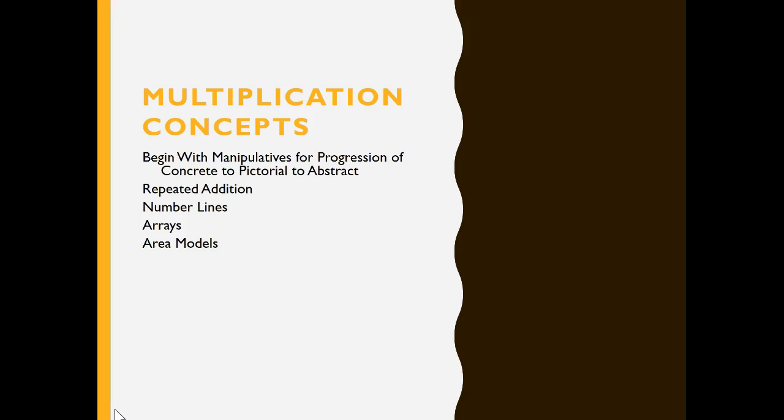Anytime you teach multiplication, you need to start with first the concrete, which would be manipulatives, and then progress to the abstract. Some ideas of things to use are repeated addition, number lines, arrays, and area models. Those are the ones that are specifically listed in the text.